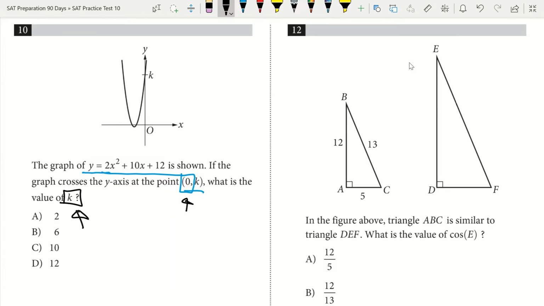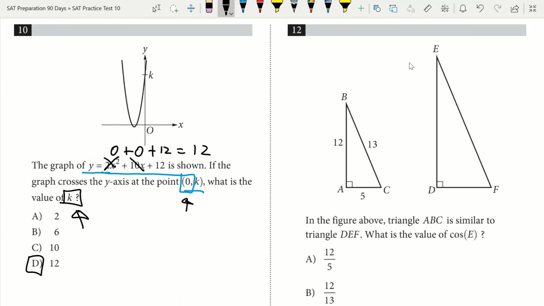All right, so I'm going to plug a 0 in for x. 0 squared is going to give me 0. 0 times 2 is going to give me 0, so I can get rid of that and put a 0. Plus 10 times 0, once again giving me 0. So 0 plus 0, and then plus 12, which will ultimately give me 12. My answer is the value of k, which is just 12. So my answer for 10 is D.